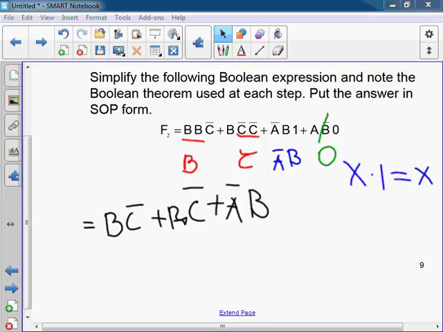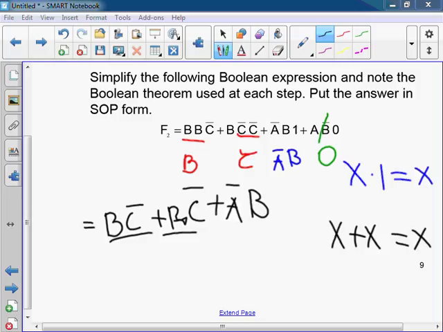So once again, I have two terms that are very, very similar. I have B not C twice. And if you remember your OR gate theorems, any input twice is just itself. So A plus X plus X is just X. So this is exactly what I'm going to do. So my final answer is B not C plus not A, B.